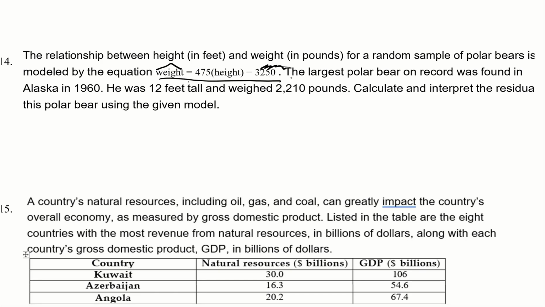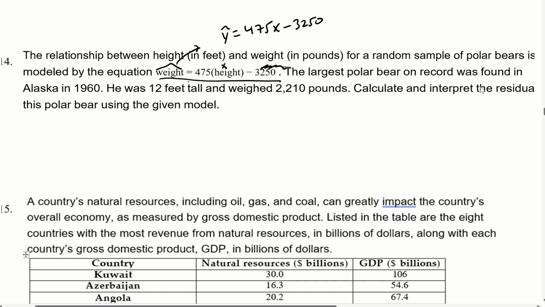So this is like your y hat, right? And then this is like your x, your height. So basically, if we were to rewrite it, it would look like y hat equals 475x minus 3250. So they're tricking you because they put the x term here first. So they put the bx plus a afterwards.